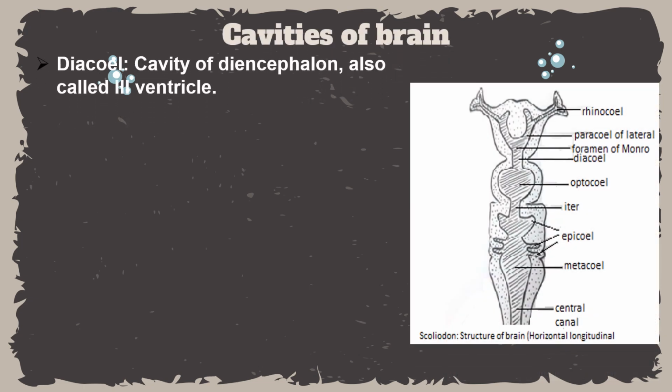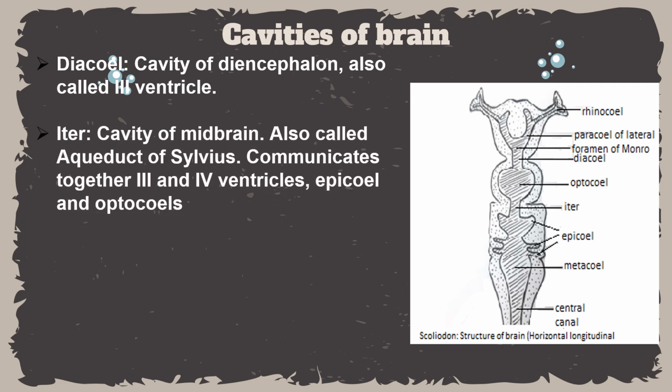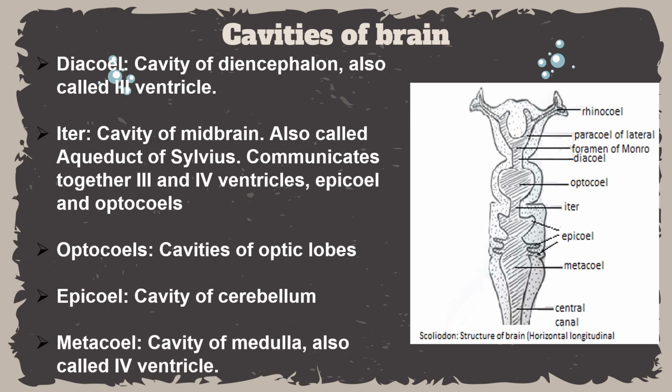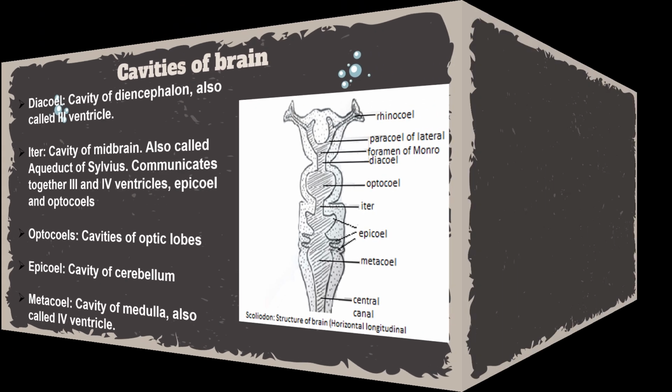Diacoele is the cavity of the diencephalon, also called the third ventricle. Iter is the cavity of the midbrain, also called the aqueduct of Sylvius. It communicates the third and fourth ventricles. Epicoele and optocoeles: optocoeles are the cavities of the optic lobes. An epicoele is the cavity of the cerebellum. Metacoele is the cavity of the medulla, also called the fourth ventricle.